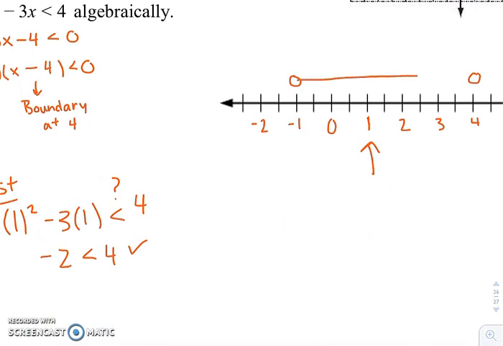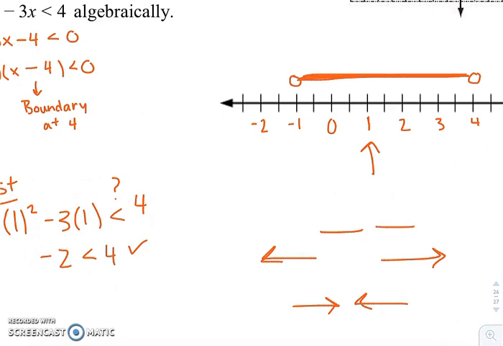You don't need to test a point in every single section, because if you would have tested a point out here, it would have been false, so you would know that the outside is not the solution. And just like before, your inequalities are either going to both point the same direction out or both point the same direction in. They're not going to be going both to the right or both to the left.